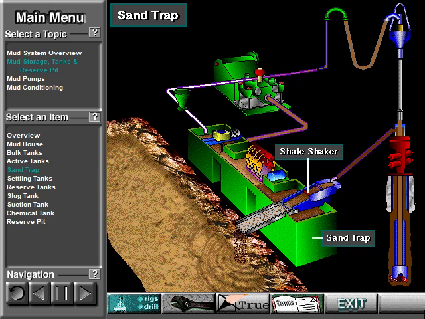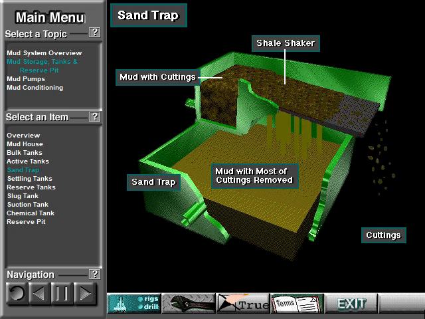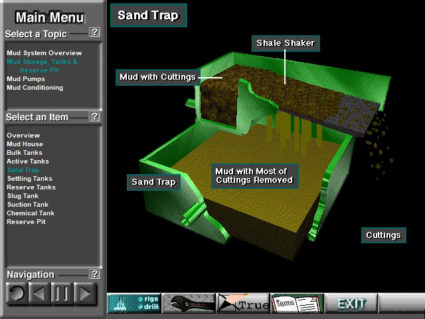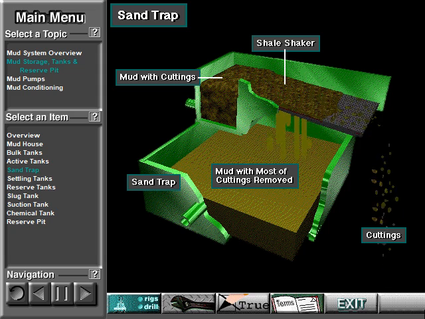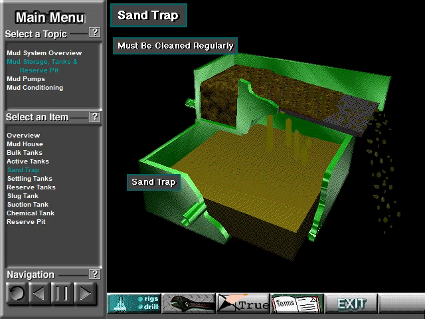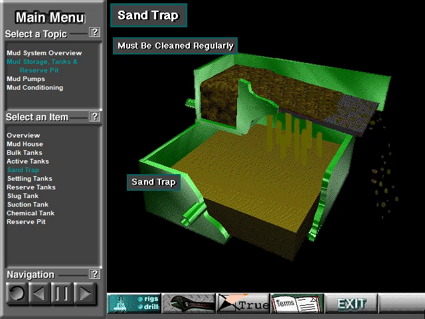The sand trap is the tank directly below the shale shaker. The shale shaker removes most of the cuttings from the mud, but some are so small the shaker cannot trap them. These fall into the sand trap. The sand trap is the first settling tank. Crew members have to clean it regularly to remove the built-up solids.